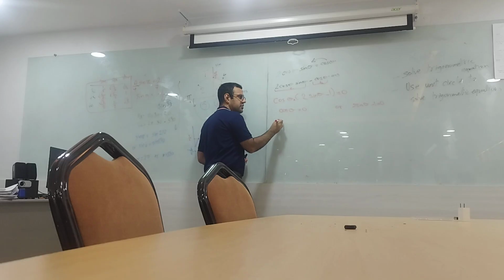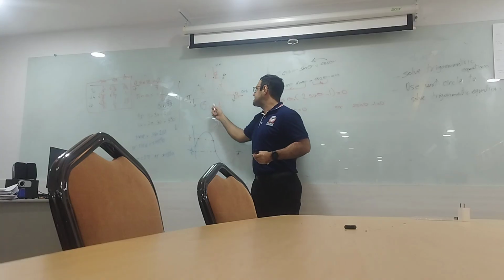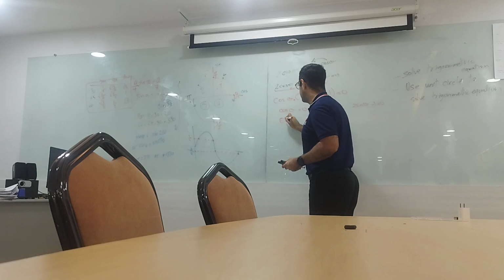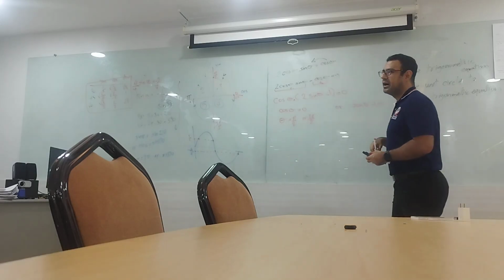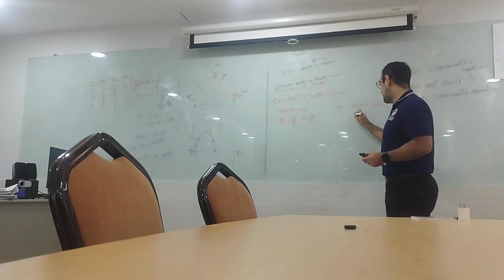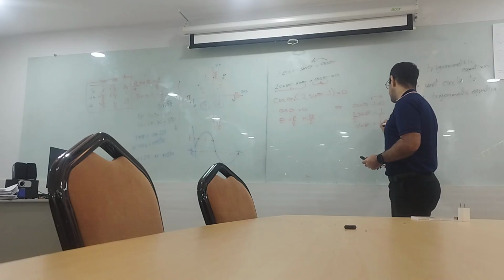Cosine theta equals 0. When does cosine equal 0? Cosine equals 0 on this line only. So theta here is going to be pi over 2 or 3 pi over 2. What about 2 sine theta minus 1? I will make sine alone, so move negative 1 to the other side: 2 sine theta equals 1. Divide by 2 on both sides: sine theta equals 1 over 2.